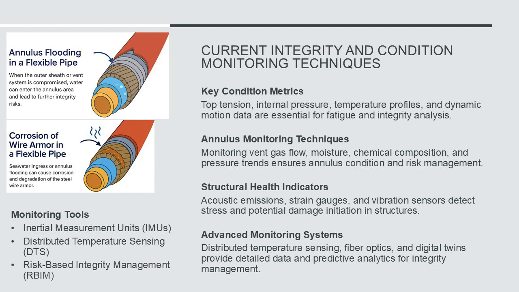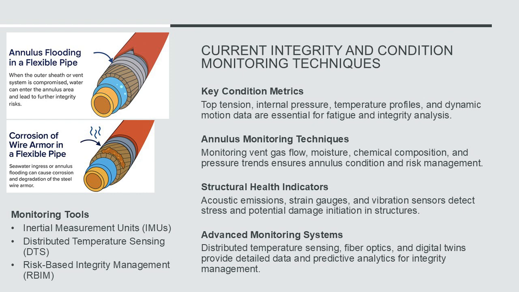Annulus condition monitoring involves measuring vent gas flow, moisture content, and chemical composition, O2, CO2, H2S, as well as annulus pressure trends. Structural health indicators such as acoustic emissions, strain gauges, and vibration sensors offer insights into stress and potential damage initiation. Monitoring tools range from annulus monitoring skids equipped with moisture and gas sensors to clamp-on inertial measurement units, IMUs, for curvature and VIV tracking.